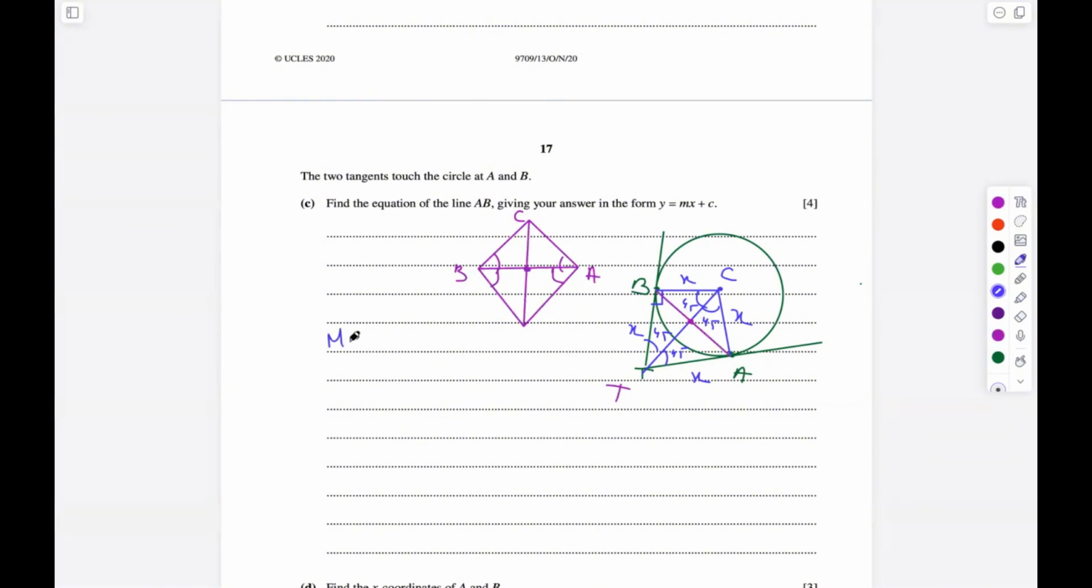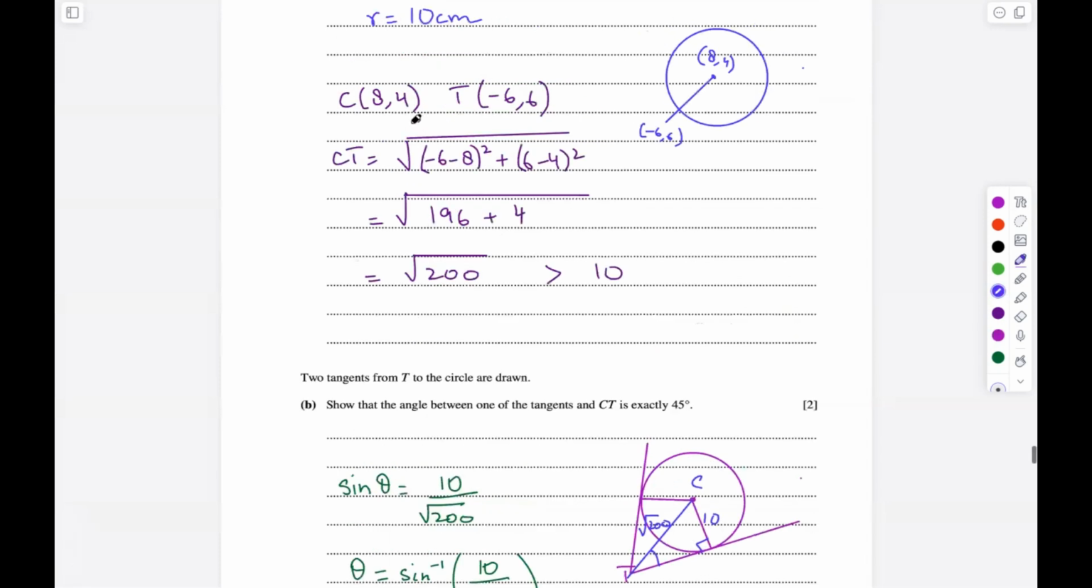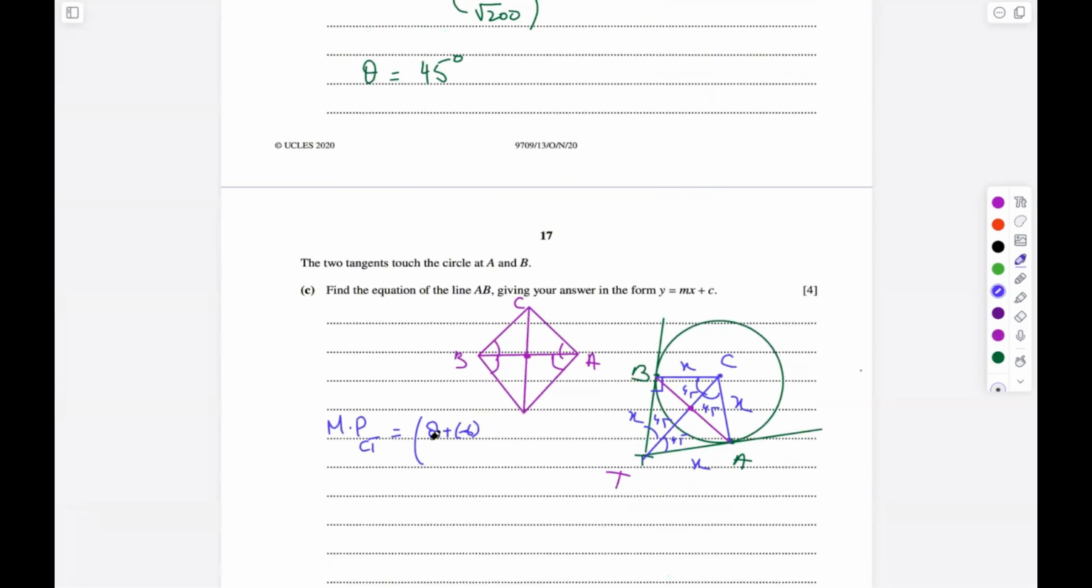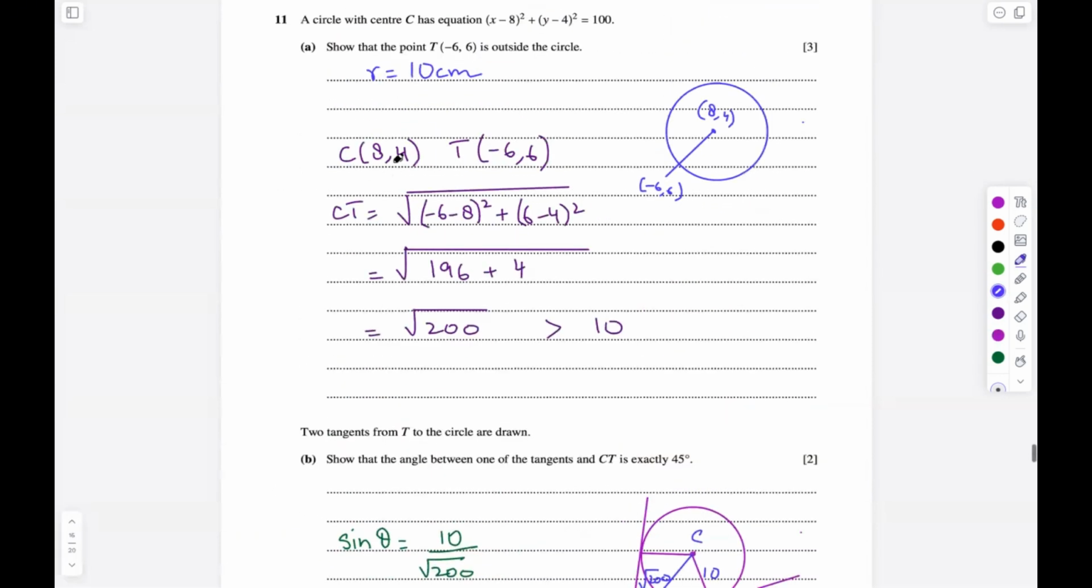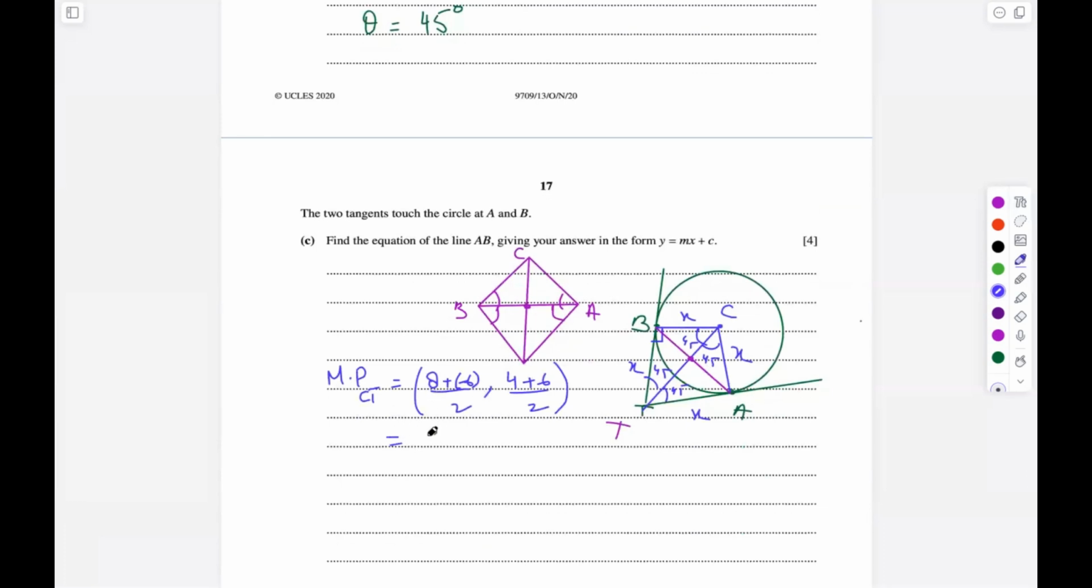So first, finding the midpoint of CT, that will be equal to (x1 plus x2) upon 2. We know the coordinates of C and T are (8, 4) and (-6, 6). So that will become (8 plus -6) upon 2, and this will be (4 plus 6) upon 2. Simplifying this, we'll get 8 minus 6, which is 2 upon 2, comma 10 upon 2. So the coordinates of the midpoint of AB, or the midpoint of CT, which will be equal, are (1, 5).